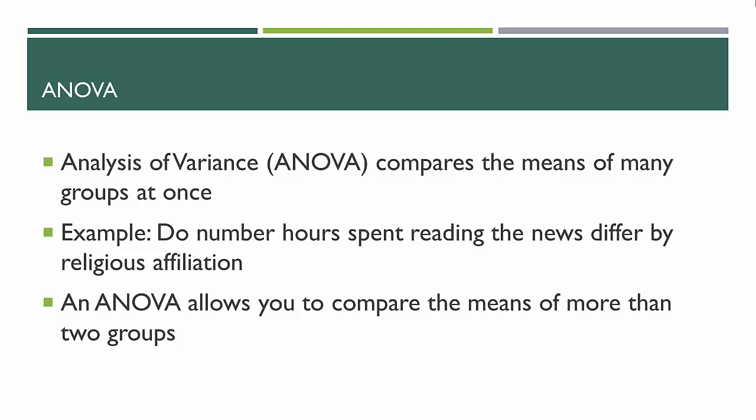For instance, do number of hours spent reading the news differ by religious affiliation? That is, do Catholics, Protestants, no religion affiliation have different averages in the population when it comes to reading the news? And ANOVA allows us to compare the means of the populations for more than 2 groups.